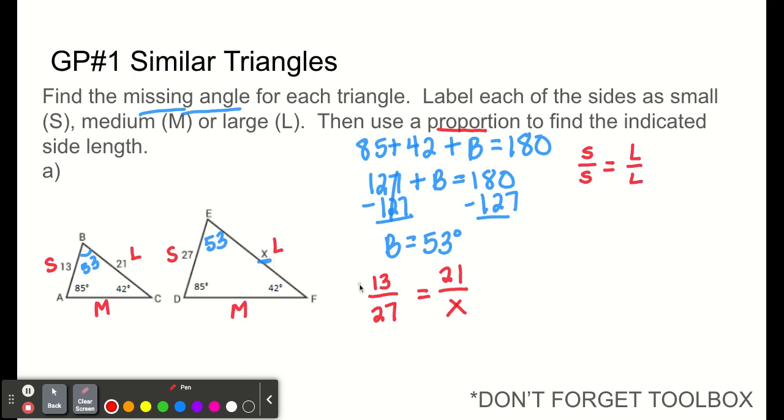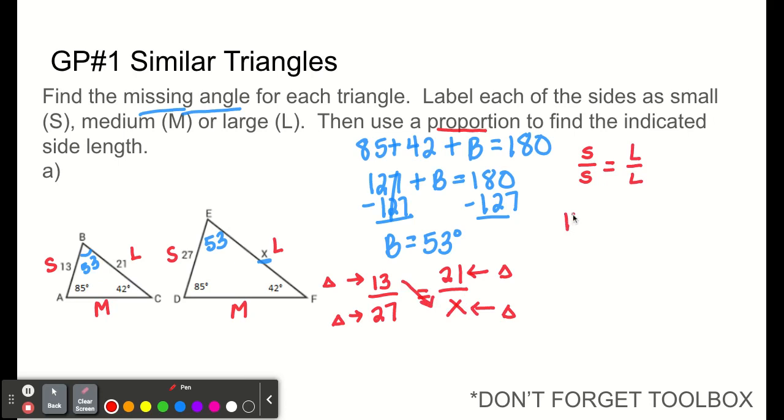Now notice that I used the smaller triangle for both numerators and the larger triangle for both denominators. You have to make sure that these match up, so small over large and small over large in terms of the triangle. The sides are small over small and large over large. So to solve this proportion, we will cross multiply.